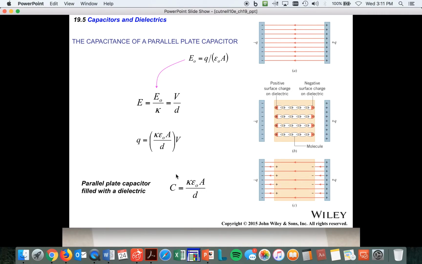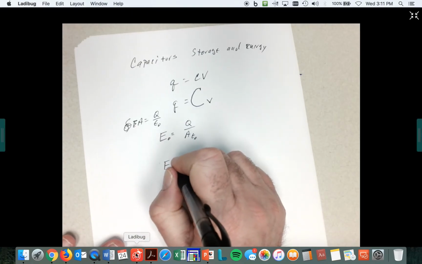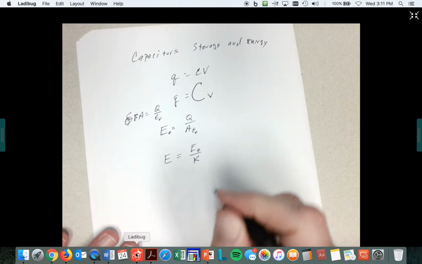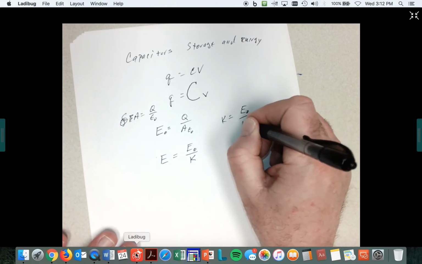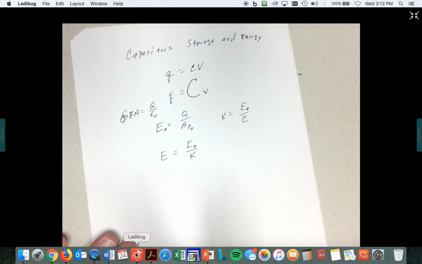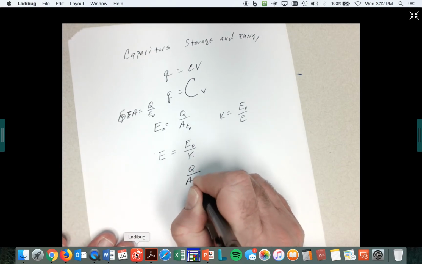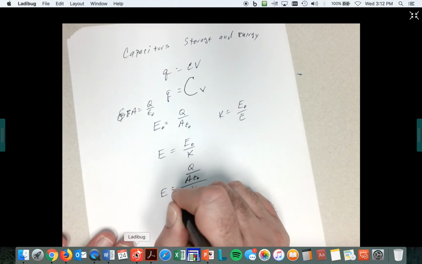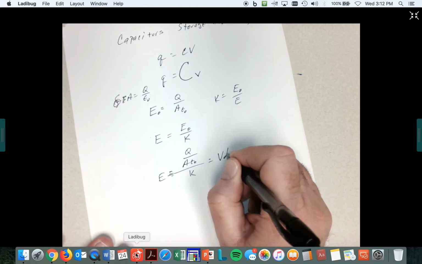Just trust me on the algebra. No, I'm going to do it. E is equal to E naught over K, because K is equal to E naught, the bigger electric field, over the new smaller electric field. Forgot, we're reducing the electric field. So if I put this E naught in here, Q over A times epsilon naught over K, that's what the new E is equal to, which is equal to V over D.